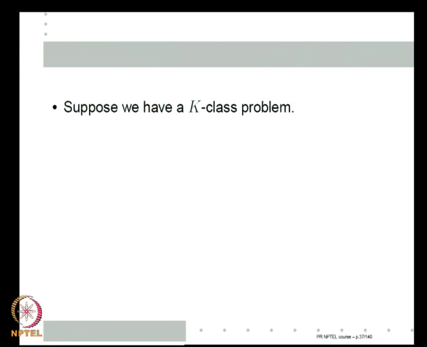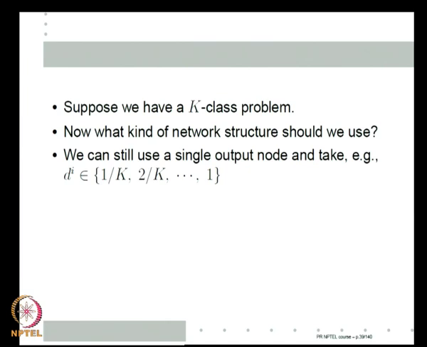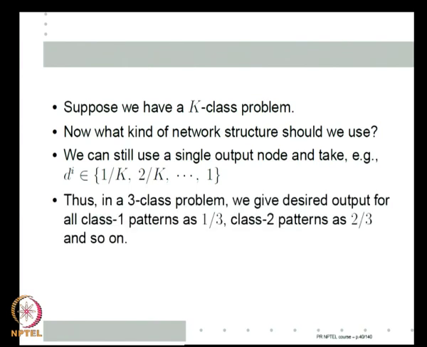Suppose you have a k class classification problem, then what do I do? What should be the desired outputs now? There can be many possibilities. For example, we can still use a network whose input layer is of the same dimension as the feature vector, and the output layer still uses only one node, and I can give my desired outputs as 1 by k, 2 by k, up to k by k. The idea is that whenever I put a class i pattern, I want the output to be close to i by k, right. So, for example, if I have a 3 class problem, for all class 1 patterns, I will give the desired output as 1 by 3. For all class 2 patterns, I will give it as 2 by 3. For all class 3 patterns, I will give 3 by 3.